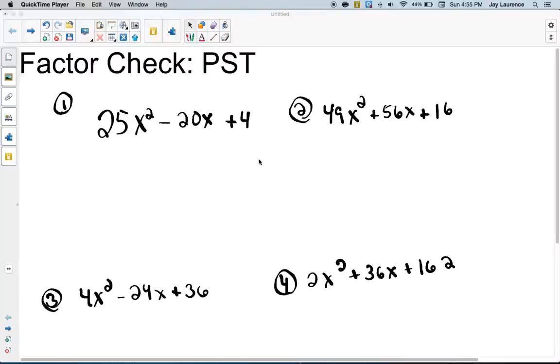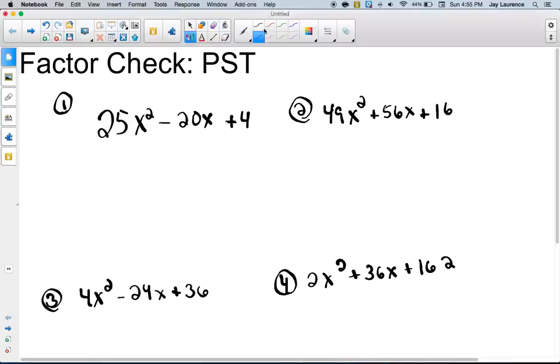Hello, algebra students. Mr. Lawrence here with a quick factor check, and this is about PST, the perfect square trinomials. Now, I'm going to do two examples, and then you can try two examples, and hopefully you're getting this.